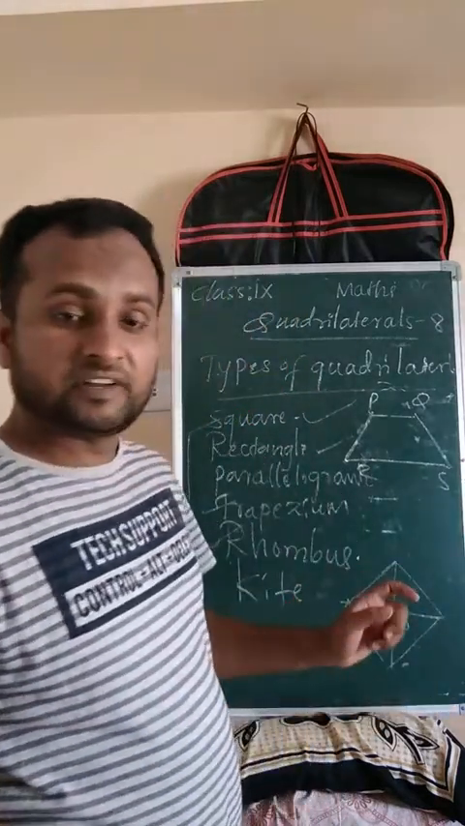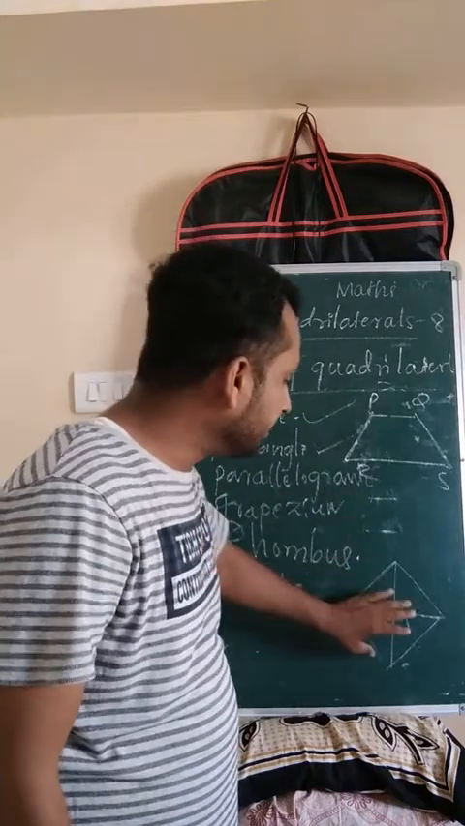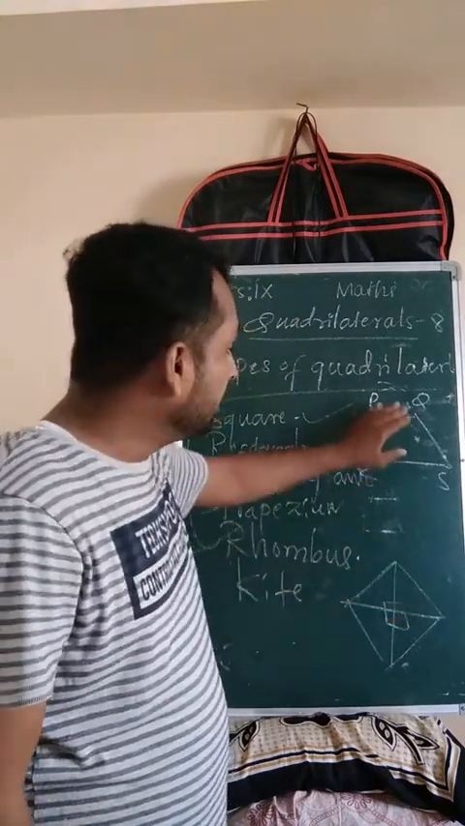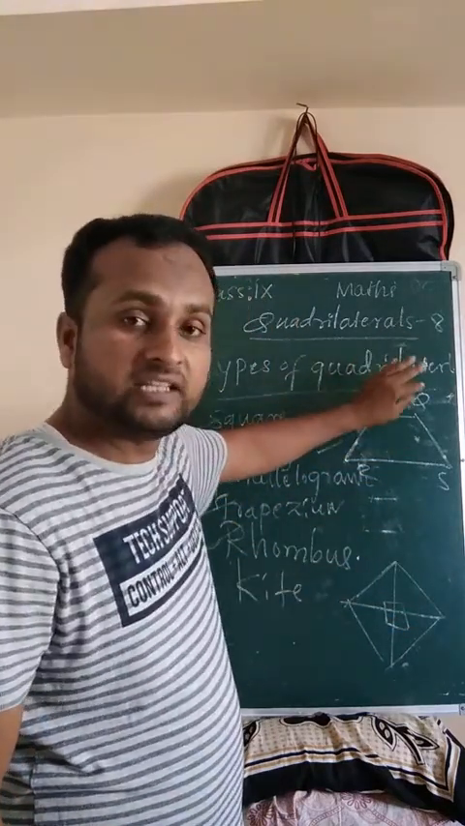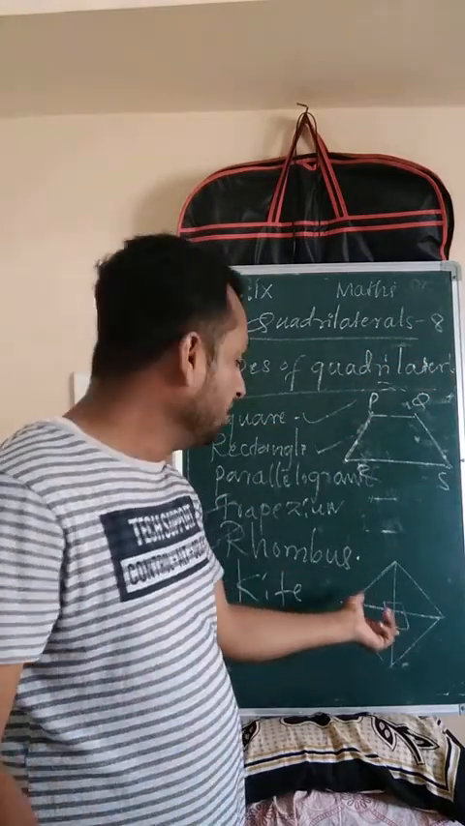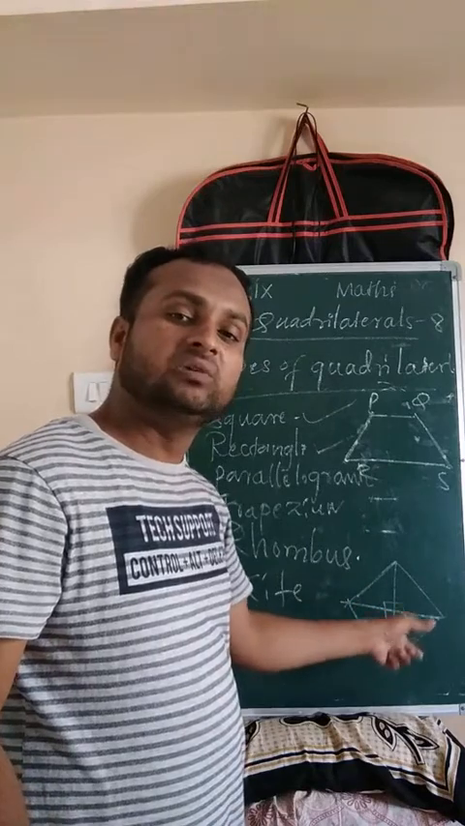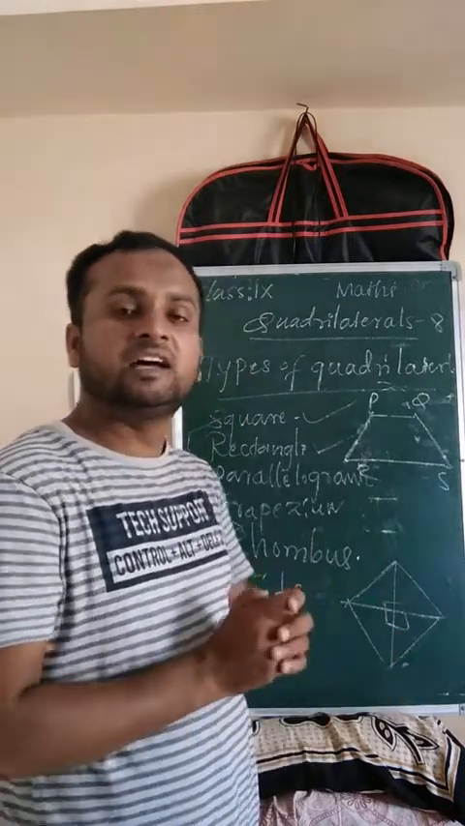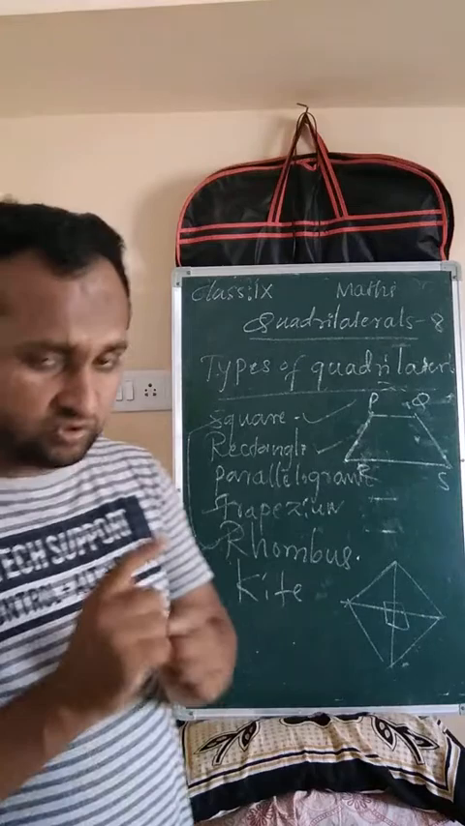But what is the difference between a square and a rhombus? Each angle of a square is 90 degrees, but in a rhombus each angle is not 90 degrees. Only opposite angles are equal in the rhombus. This is the difference between the square and the rhombus. This is the only main point.